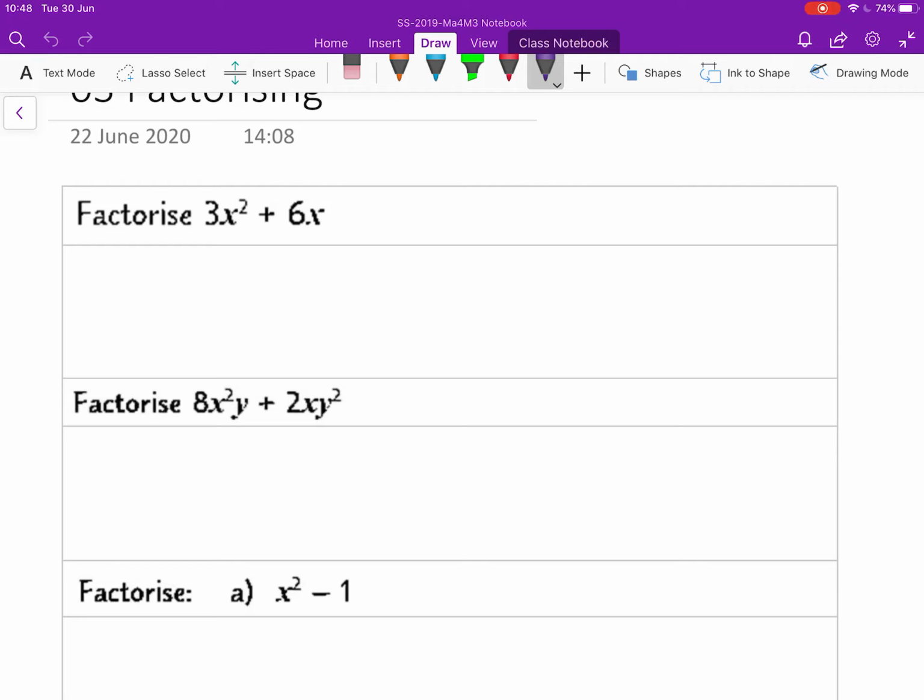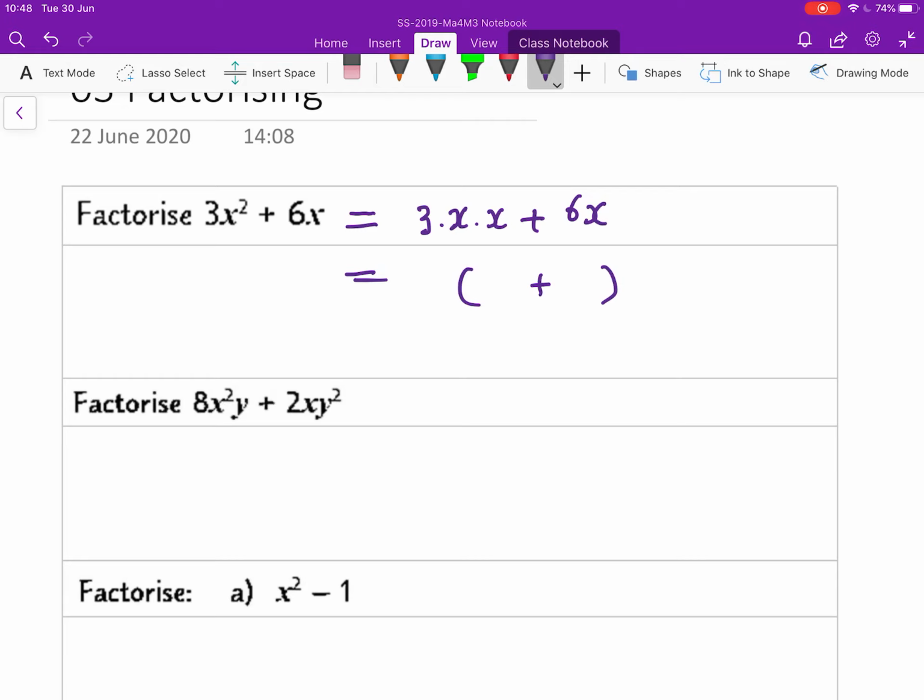How do you factorize 3x squared plus 6x? It's quite useful if you split it to show that this is 3 times x, and then 6x. So 3x squared is 3 times x, 6x is 6 times x. Now, let's take one out.